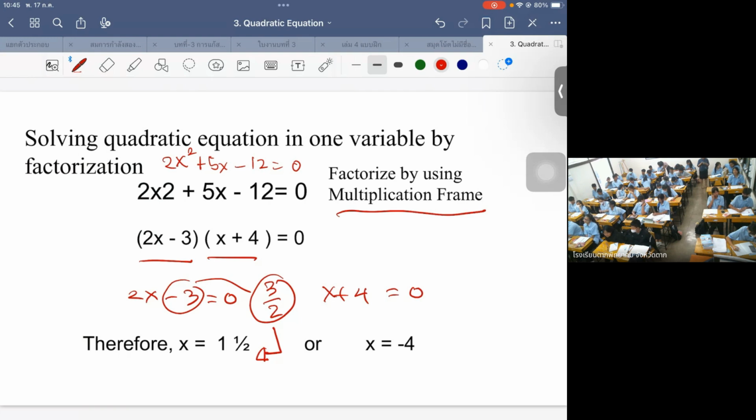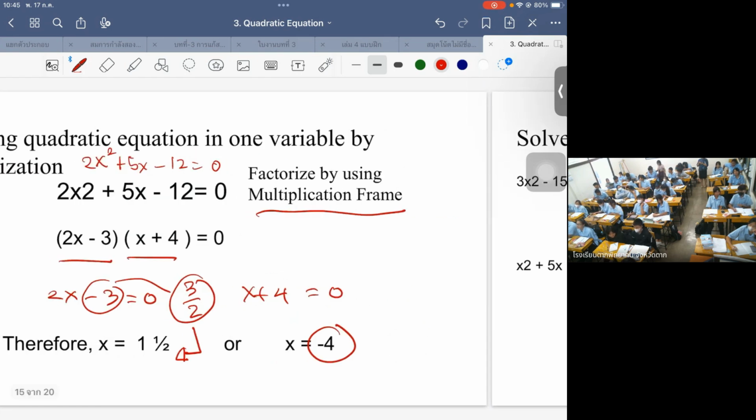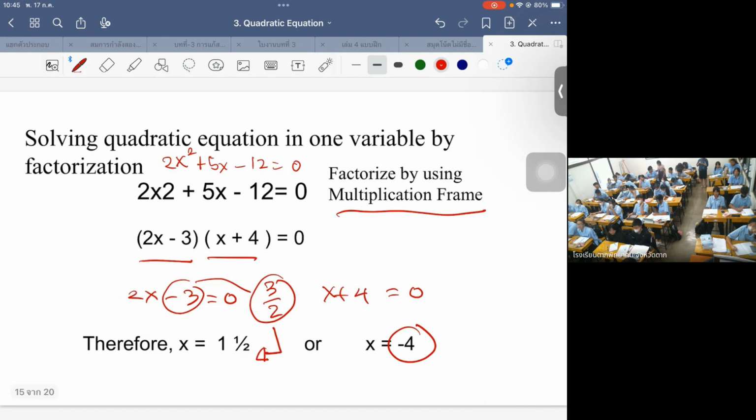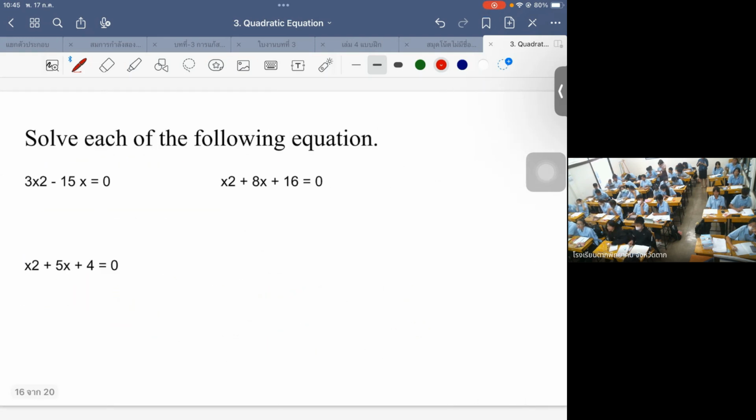And this one is, this is positive, it will become a negative. Understood? Easy? No? It's very easy when you know how to factor a number or equation. So, on your notebook, please solve these 3 items.